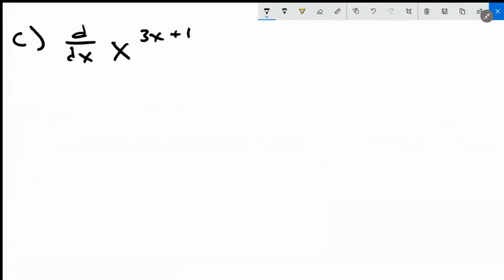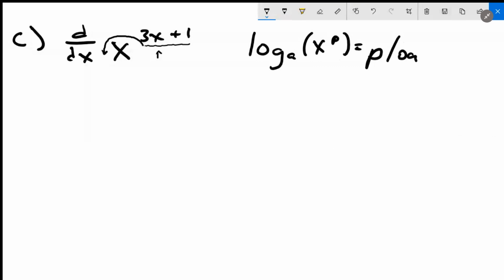Okay, well first let's take a look at what we have here. We've got something in the exponent that's got x in it, and that's a little confusing because we have x to something in terms of x. Wouldn't it be great if we could somehow move this into the coefficient spot? Well, we just learned a rule how to do that. Log base a of x to the p equals p log base a of x, right? Where p here could be our 3x plus 1.